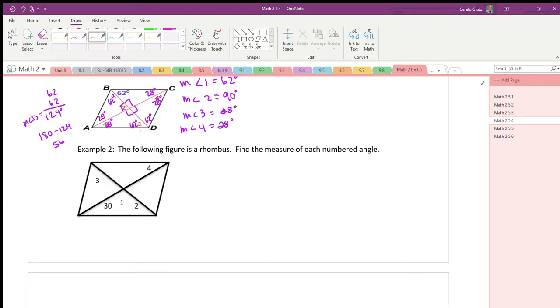Example 2. This shape is a rhombus, so we have to find the measure of each angle. If it's a rhombus, I know that the two diagonals are perpendicular lines, so these are all 90-degree angles. So the measure of angle 1 is going to be equal to 90 degrees. This angle right here is 30 degrees. That means this angle has to be 30 degrees because diagonals bisect the angles that they touch. Since it's a type of parallelogram, the opposite angles have to be congruent. So if these two are 30, these two are also going to be 30.